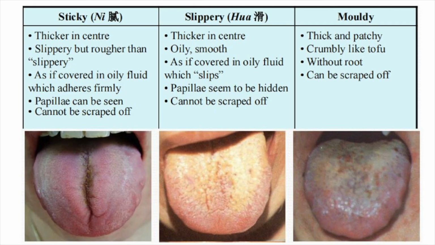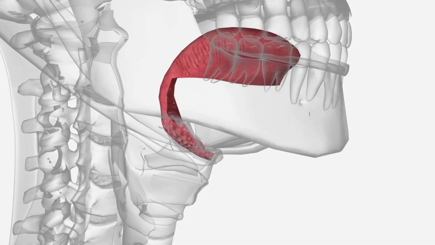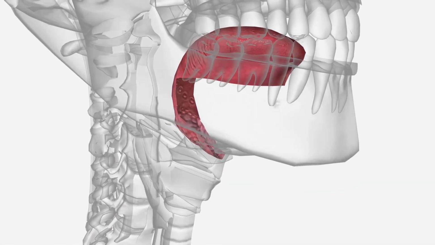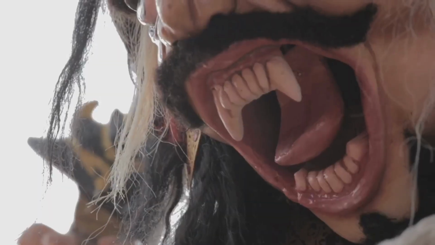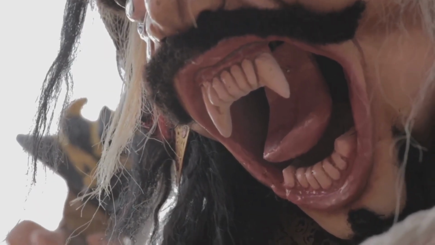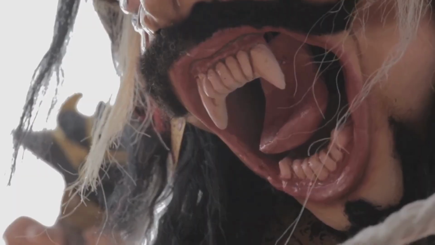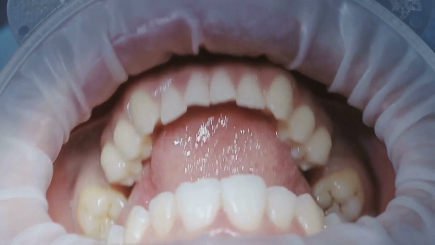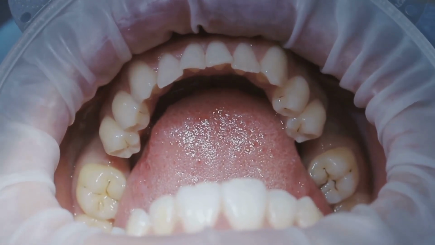Moving on to coating distribution and texture. Distribution zones tell us a lot. If the coating is only on the posterior or root, it suggests kidney yang deficiency or cold in the lower burner. When it's centered only, it points to spleen or stomach disharmony, be it cold, damp or heat. If it's on the sides only, it indicates liver or gallbladder involvement or qi stagnation. A uniform coating, however, suggests a generalized internal imbalance.